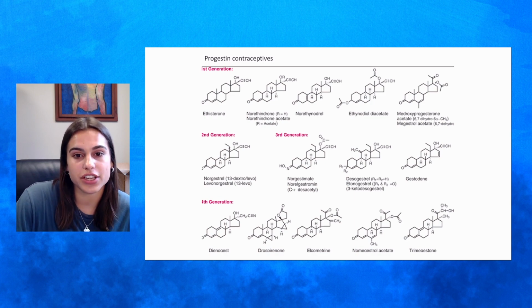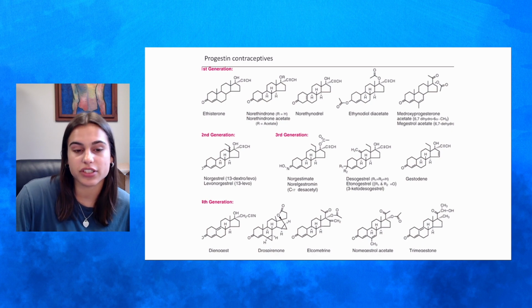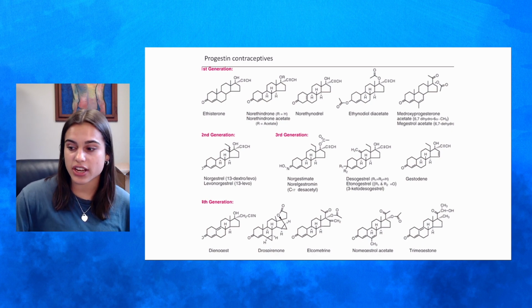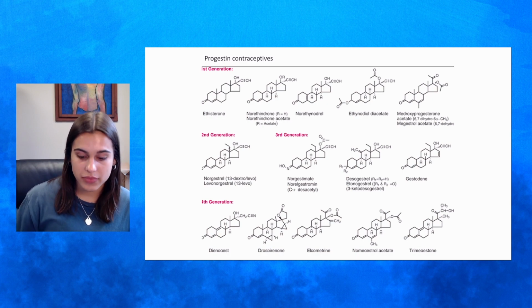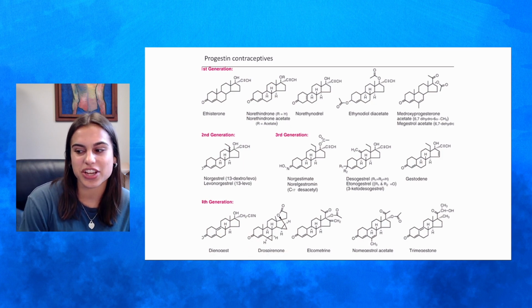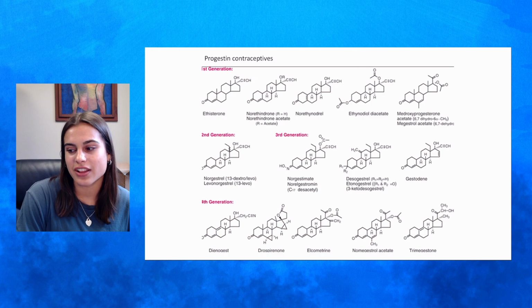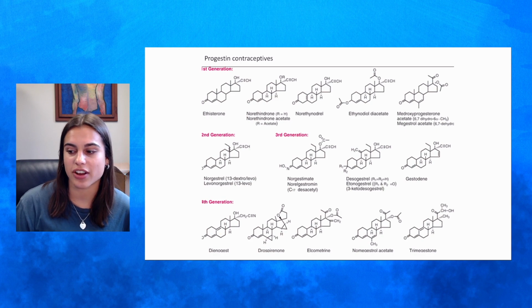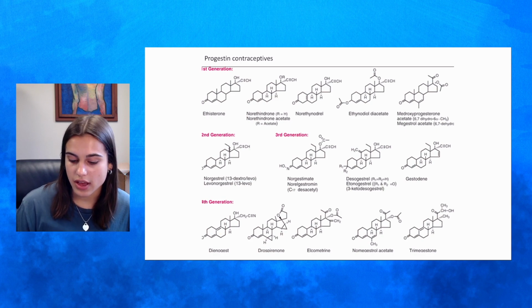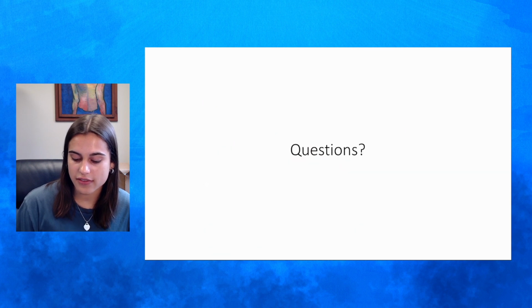And then fourth generation progestin contraceptives were developed to have fewer androgenic side effects, like acne and bloating. The second one here, drospirenone, was the only progestin with anti-mineralocorticoid activity. So basically that reduced blood pressure and also improved cycle regularity. So yeah, that's everything I have.